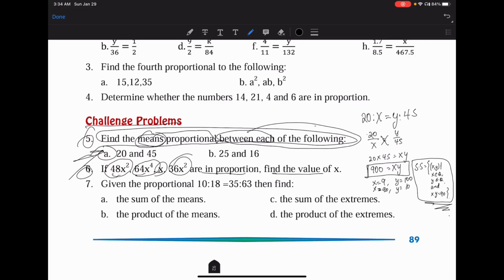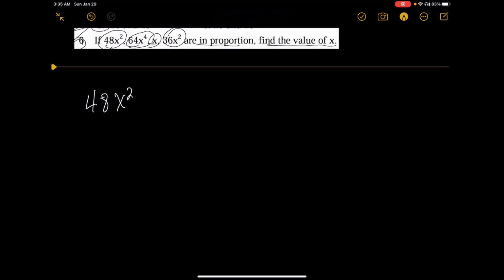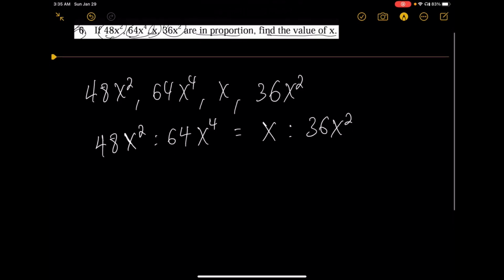Sixth: if 48x squared, 64x to the power of 4, x and 36x squared are in proportion, find the value of x. So 48x squared, 64x to the power of 4, x and 36x squared are in proportion. If they are in proportion, then 48x squared ratio 64x to the power of 4 is equal to x ratio 36x squared.